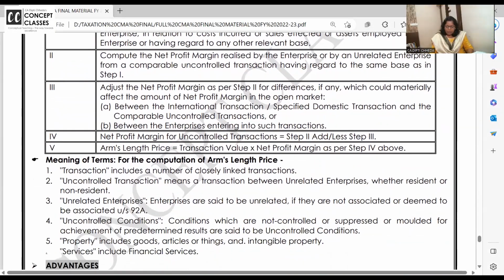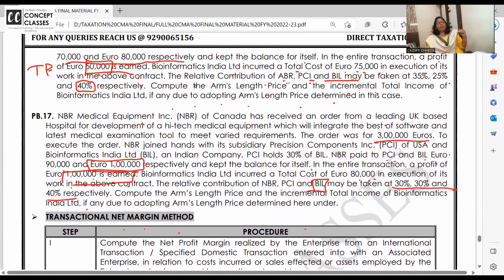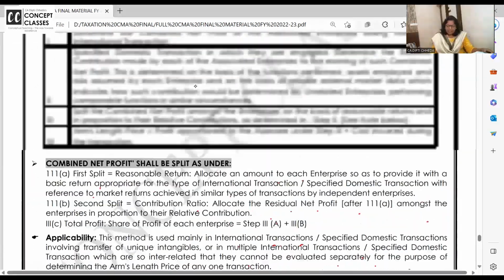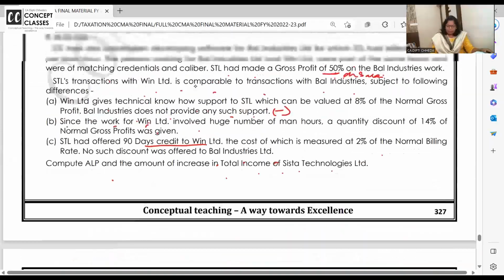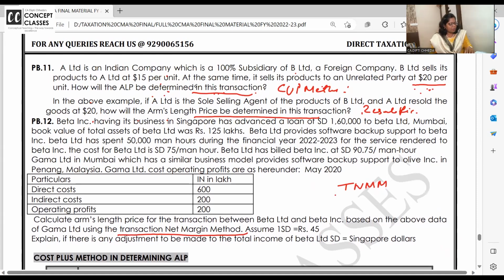TNMM method, I don't want to read. TNMM का full form क्या है? Transaction Net Margin Method. Directly, this is the most popular practical method followed कि market में क्या rate है वो rate लेके. Okay? But exam में आपको सबसे ज़्यादा क्या पूछते हैं? Cup method. So TNMM problem I had skipped here. That problem I'm taking right now. 12th problem. 12th problem मैंने तब छोड़ दिया था ना. So that 12th problem I am taking now.